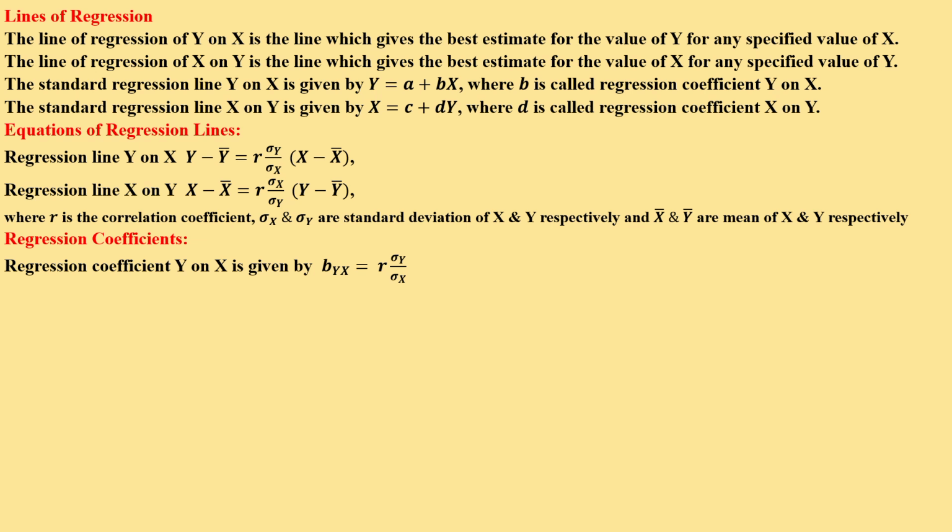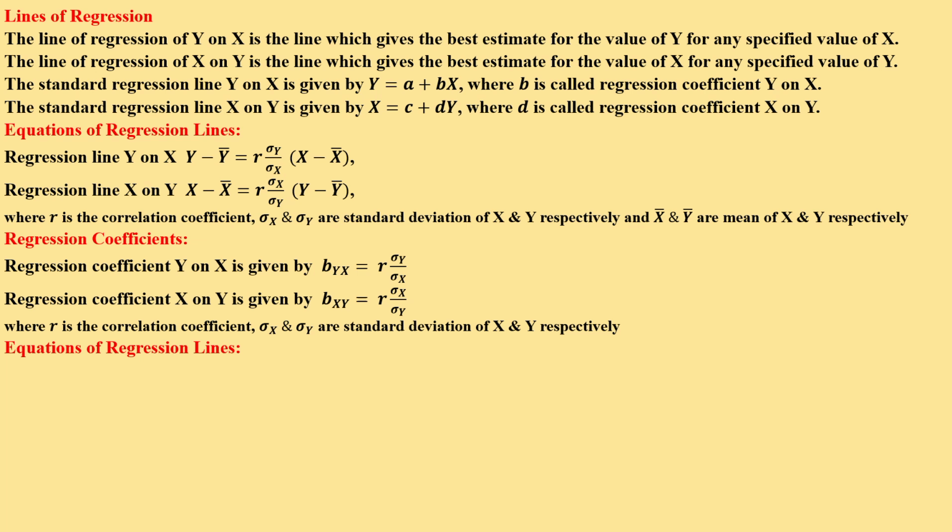So the regression coefficient y on x, that is byx, is equal to r sigma y by sigma x. See, regression line y on x: y minus y bar. I told you, y minus y1 equals m, the slope, into x minus x1. Similarly, here, that is called the regression coefficient. y minus y bar equals regression coefficient into x minus x bar, r sigma y by sigma x. The regression coefficient x on y is given by bxy, which is equal to r sigma x by sigma y, from the second line.